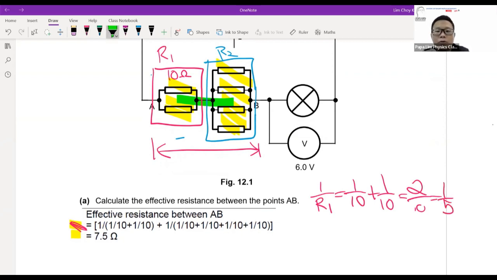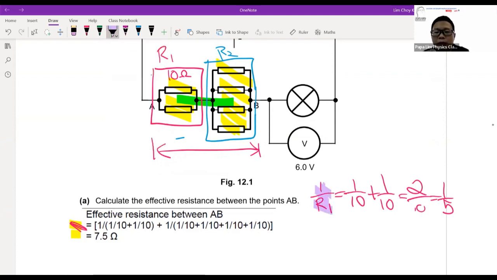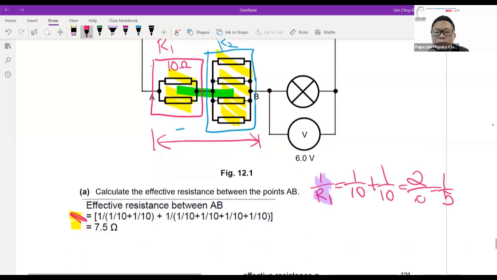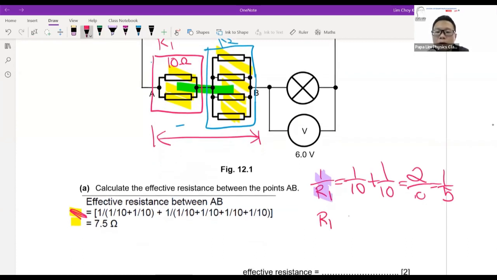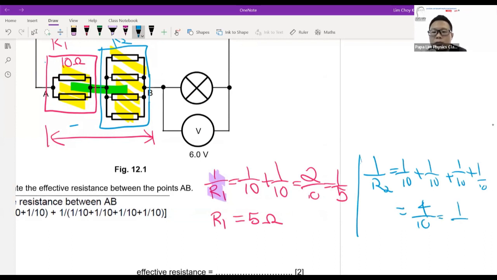Remember, for presentation, if you're summing the resistance, after this step you must flip the number because you want R1. You're not looking for 1 over R1. So this will be 5 ohms. Similarly, R2 is 4 resistors in parallel, so you have 1 over 10 plus all the way, 4 of them. This will be 4 over 10, which gives 1 over 2.5. So R2 will be equal to 2.5 ohms. Take note of the presentation.